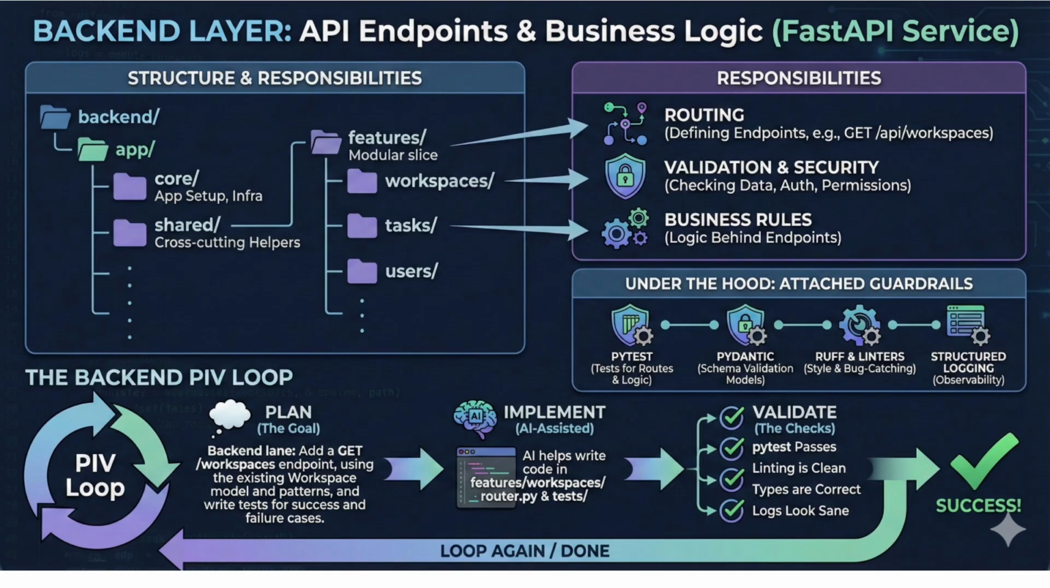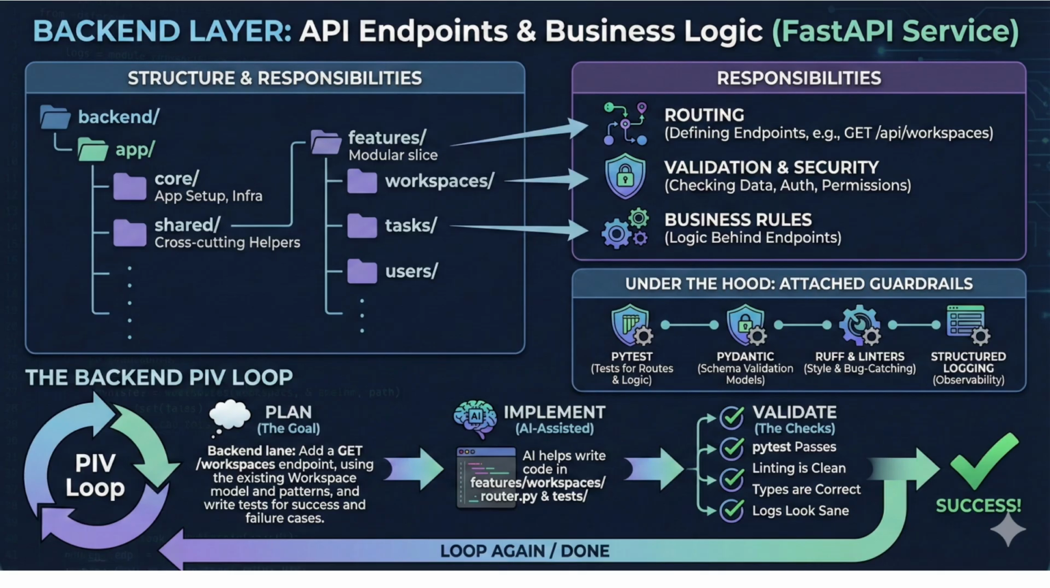Next, the backend layer, API endpoints and business logic. In your repo, this is a FastAPI service, usually structured something like core/ for app setup and infrastructure, shared/ for cross-cutting helpers, features/ for vertical slices like workspaces, tasks, and so on. The backend is responsible for routing, defining endpoints like GET /api/workspaces, validation and security, checking data, auth, permissions, business rules, the actual meaning behind those endpoints.